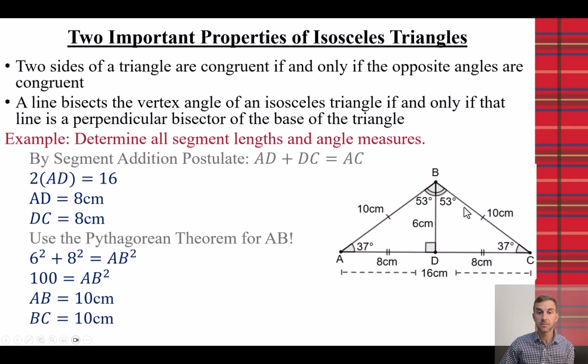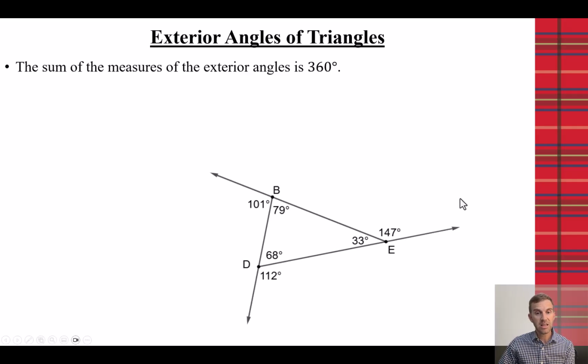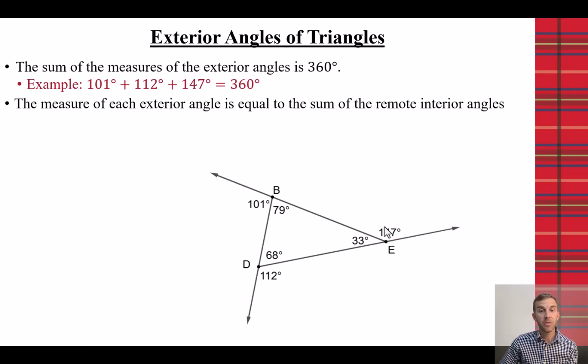Now our last thing we'll talk about with the foundations are the exterior angles of triangles. And in Euclidean geometry, they must always sum to 360 degrees. So here is an image to help us out here. If we look, 101 plus 147 plus 112, those three exterior angles all add up to 360 degrees. Now, the other relationship that's important to recognize is that the exterior angle is equal to the sum of the remote interior angle measures. So what does that mean?